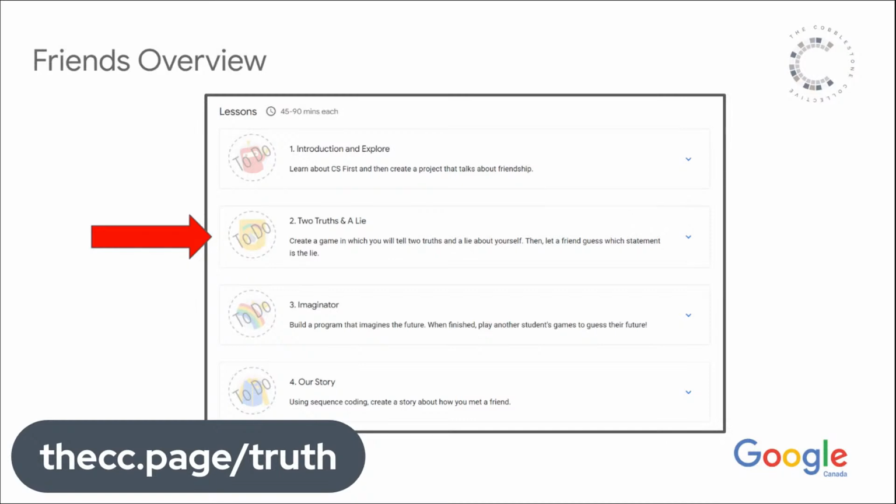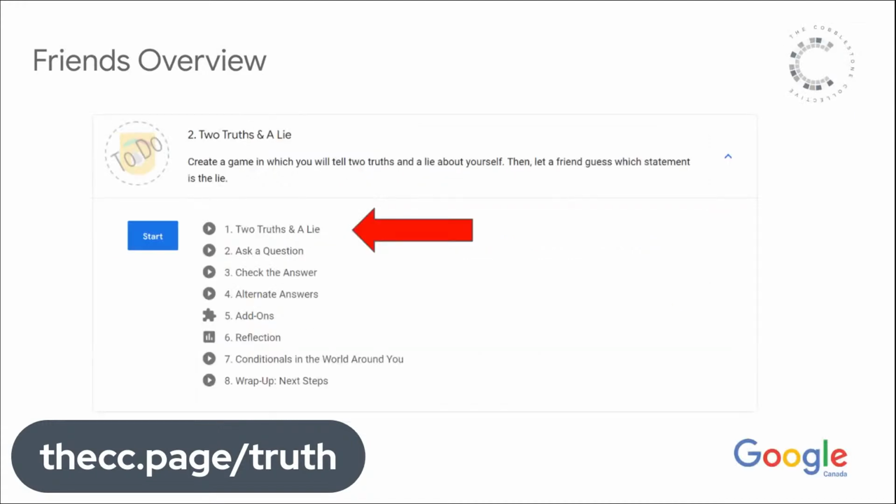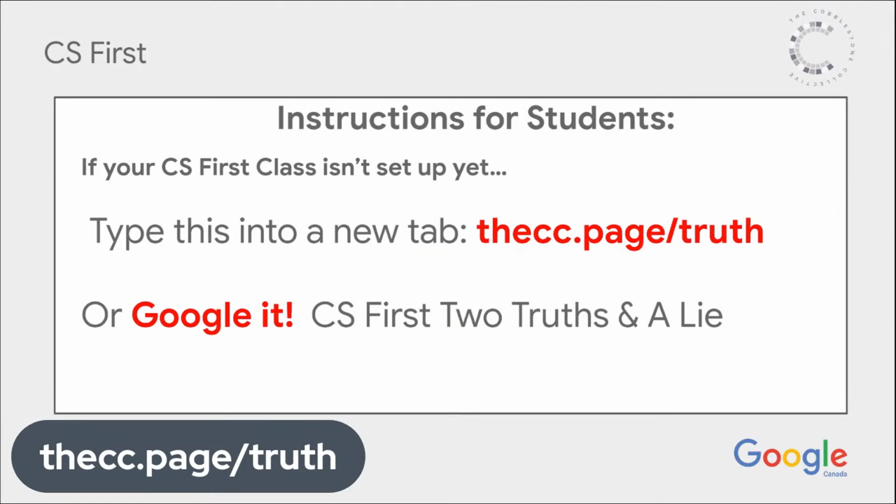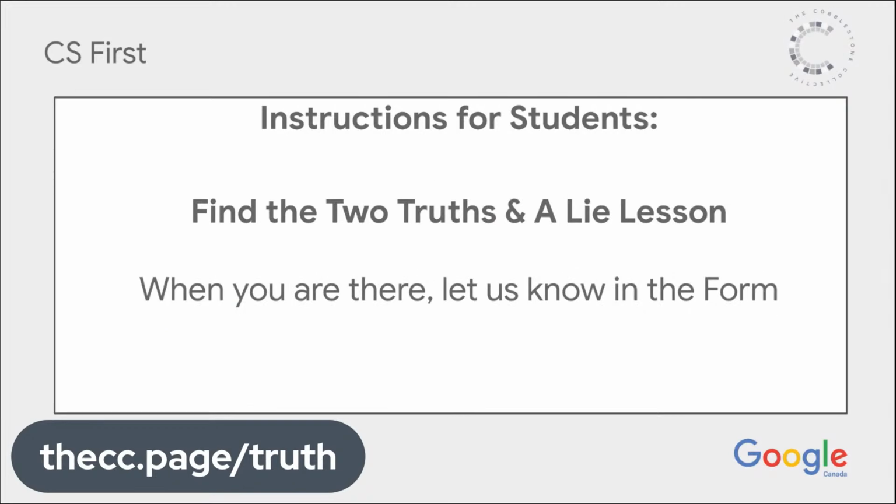Today, we're going to tell some truths and lies about science. And once you get there, you're going to click on Two Truths and a Lie. And this is where it takes you. So in the form, students, let us know if you found Two Truths and a Lie. If you're not set up on CS First, like I say, there's that link on the screen for you that's going to zoom you right to where you need to be. So get yourself to Two Truths and a Lie. And when you are there, let us know in the form.